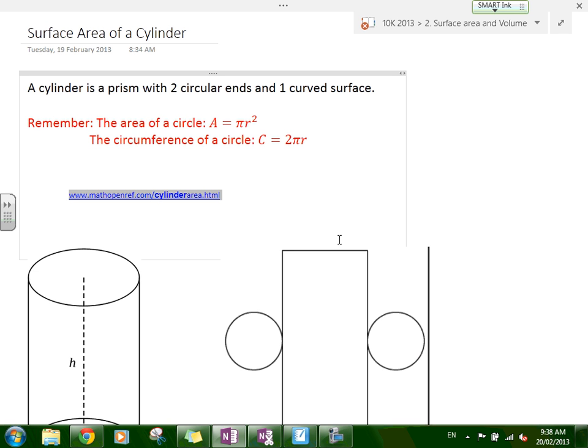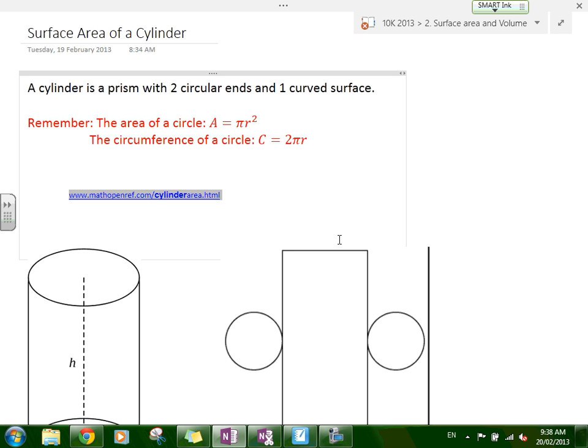If it's a rectangular prism, all the shapes are rectangles or squares. If it's a triangular prism, it's going to have rectangles and triangles in it. A trapezoidal prism has trapeziums. So we just need to be familiar with how to work out the areas of all these different figures. And so the circle's the same.